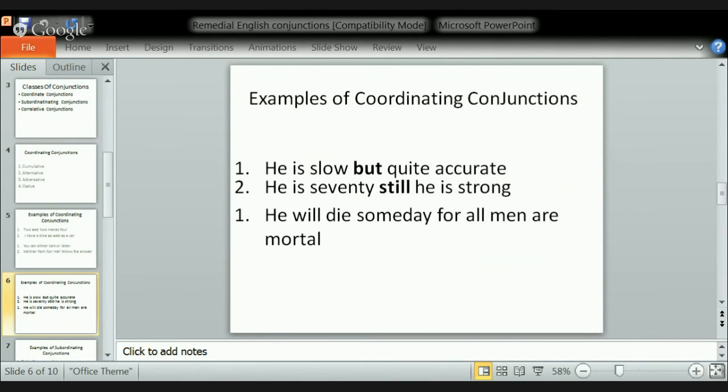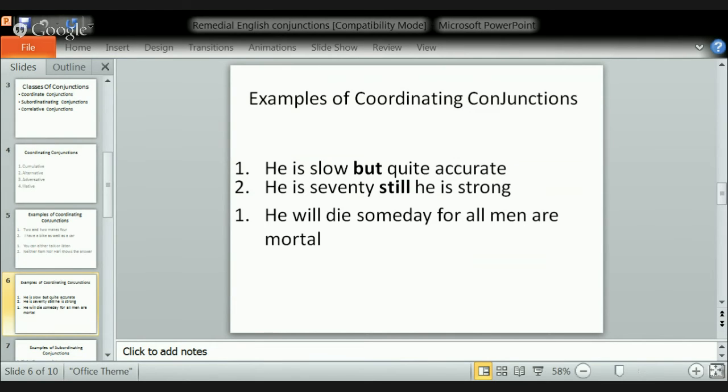Now let's get further into examples of subordinating conjunctions. First sentence: he may participate as he is a member. The bigger question is, where do I find the conjunction? I've already given some examples, and I'm trying for you to understand which is your coordinating or subordinating conjunction. So very simple: he may participate as he is a member.